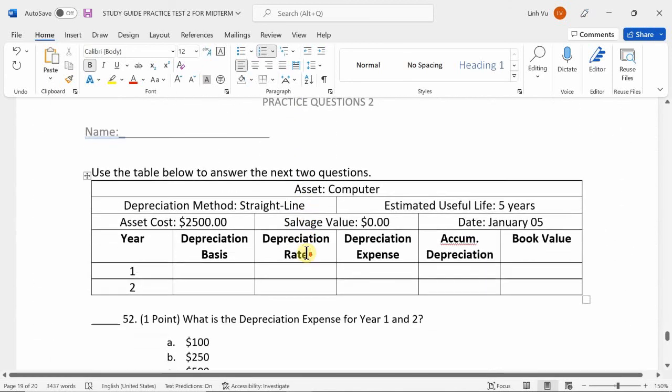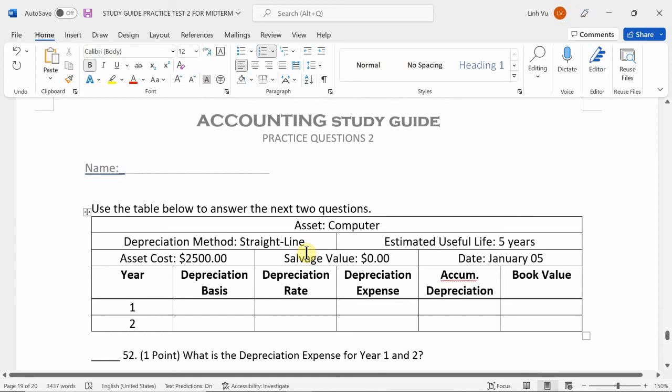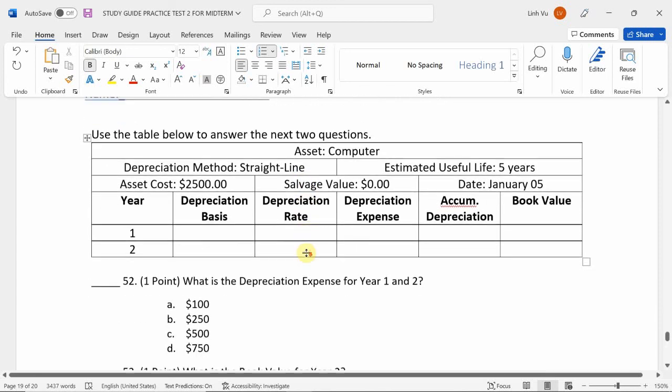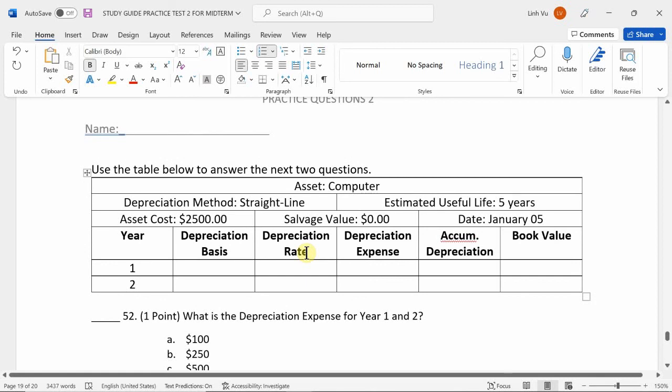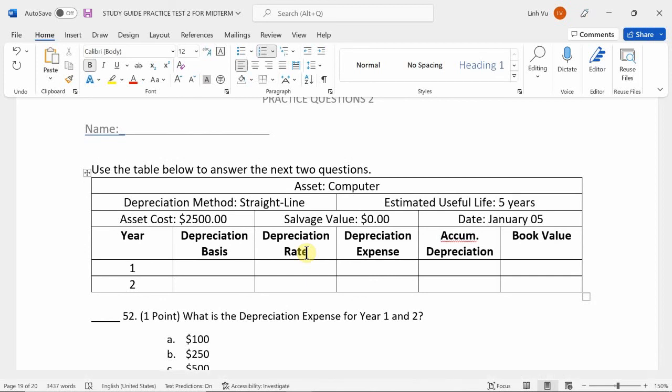All right, so again, use the table below to answer the next two questions. Here's our table. We got a computer that we purchased for a total of $2,500. We're going to be using the straight line method. Salvage value is 0. Estimated useful life is 5 years. The date that you place into service is January 5th.